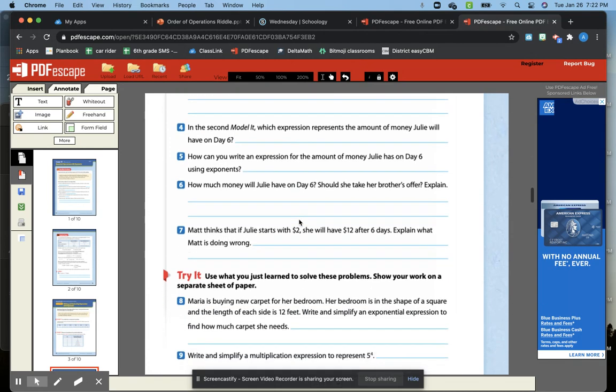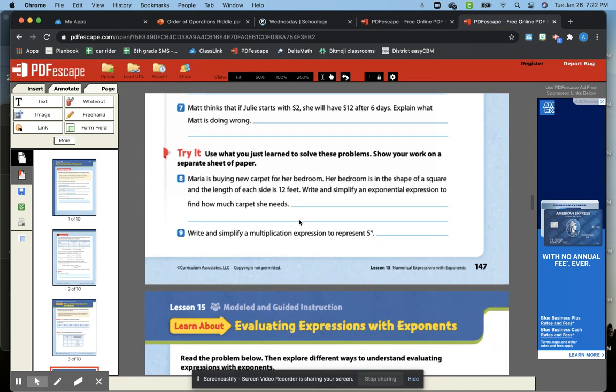Let's go on down here to try it. So on number 8, Maria is buying new carpet for her bedroom. Her bedroom is in the shape of a square and the length of the side is 12 feet. Write and simplify an exponential expression to find out how much carpet she needs.